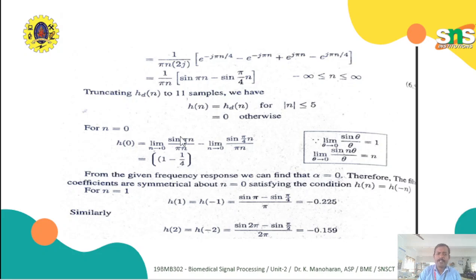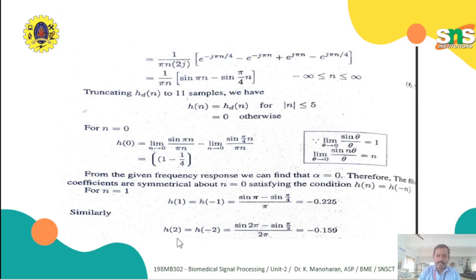Now we can find it for n equal to 1. For n equal to 1, this h of n will be the same as h of minus 1 also. We have the formula sin n pi minus sin n pi by 4, so we can use the same thing. So h of 1 equals sin pi minus sin pi by 4, whole divided by pi. That will be equal to minus 0.225.